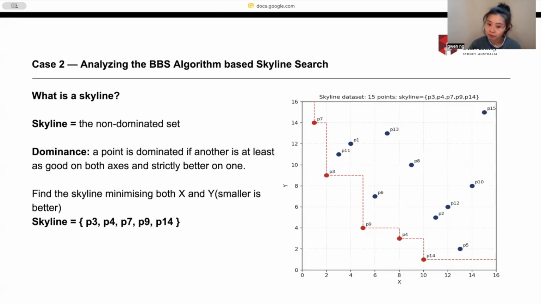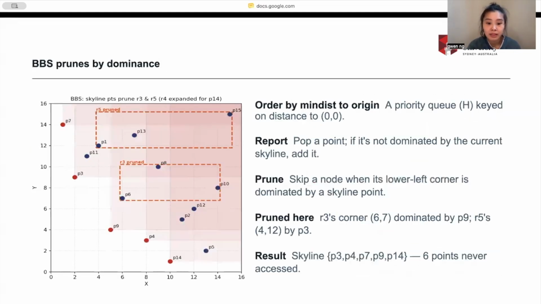For our 15 points here, that set turns out to be P3, P4, P7, P9, and P14. And those are the red dots you see tracing the frontier here. So the algorithm that we use is branch and bound skyline, or BBS. Like before, it searches the tree best first, but this time it is keyed on distance to the origin, rather than to a query point. We pop entries off a priority queue one at a time.